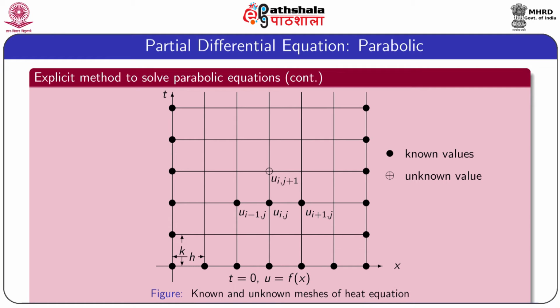Also, it is mentioned that the value of u(i, j+1) can be determined if the values of u at (i-1, j), (i, j) and (i+1, j) are known. These 4 points are marked within the diagram along the jth row and the (j+1)th row.